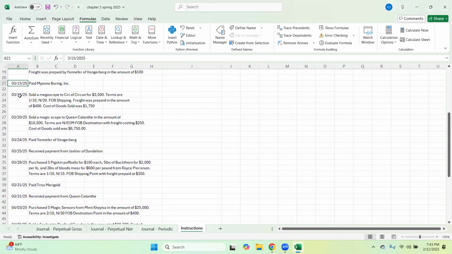Okay, on 3/16, we sold a megascope to Cirilla of Cintra for $3,500. Terms are 1/10 net 20. FOB shipping, freight was prepaid in the amount of $400. Cost of goods sold was $1,750. So let's go ahead and get that.